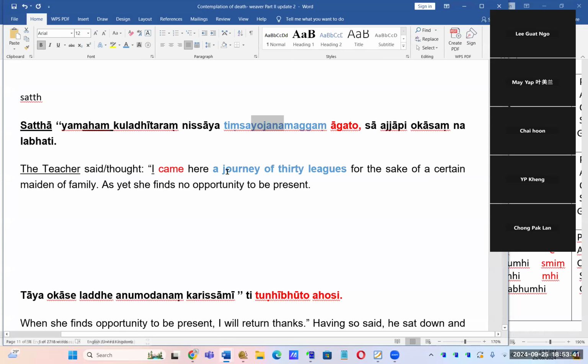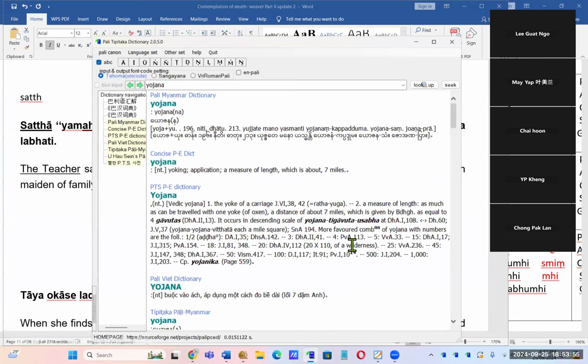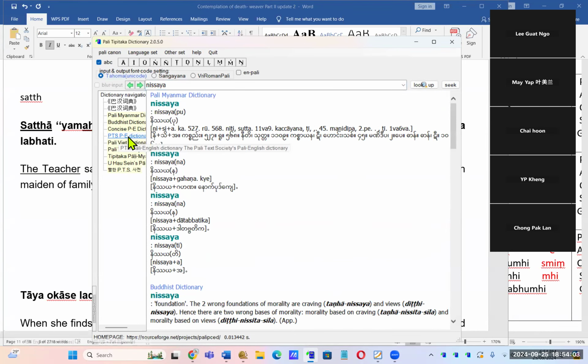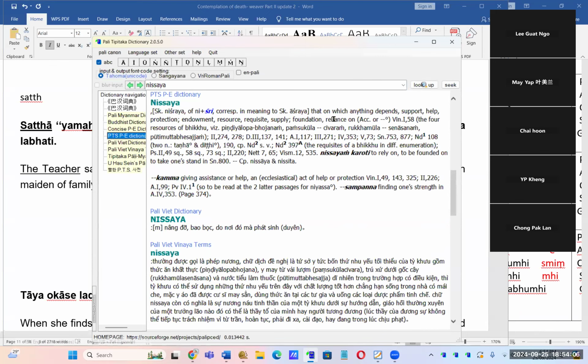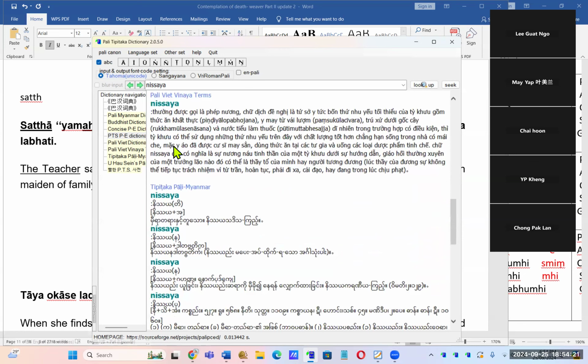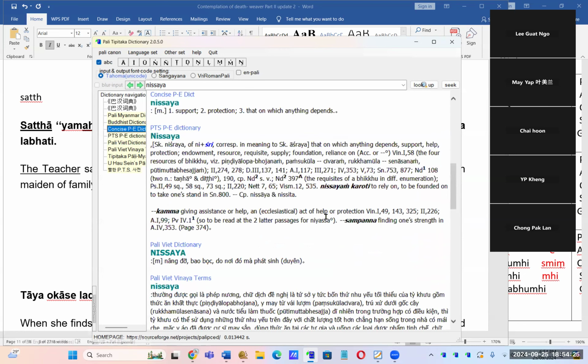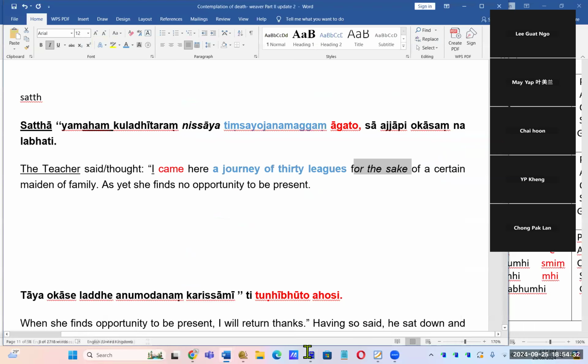So I came a journey of 30 leagues, right? Now nisaya, the direct translation will be for the sake of. But actually, nisaya has a few meanings. Sometimes we use the word dependence, right? Direct translation will be dependence, depend, support, like you depend on your teacher, or depend on a rope, or a tree, and so on. That's one meaning. I think there's another meaning here, rely on.